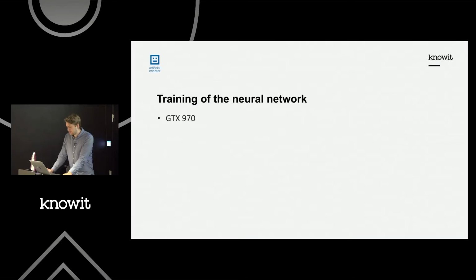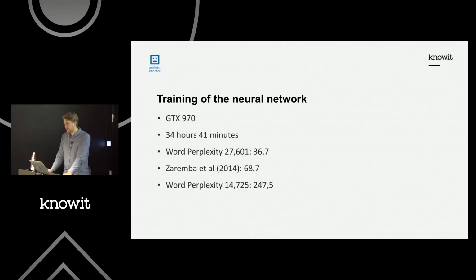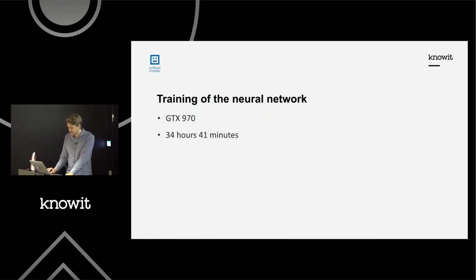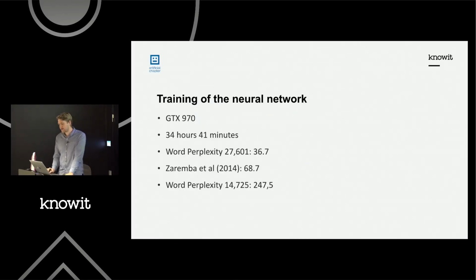Yes, we're going to go through it. The neural network I trained on a GTX 970, my brother's stationary computer. He was not happy. It took 34 hours and 41 minutes. I reached a word perplexity of 36.7.